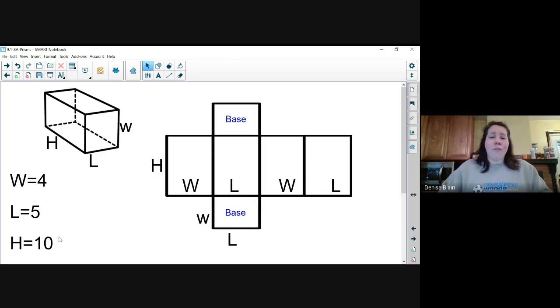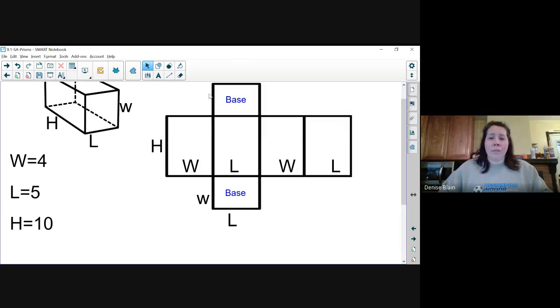So the first thing we're going to do is find the area of each of the sides of our prism. So the base area is basically length times width. Length times width, 4 times 5. 4 times 5 is 20. So I'm going to put 20 right here in this space and 20 in this space. For this side, height times width. Height 10, width 4, so 40 is my area.